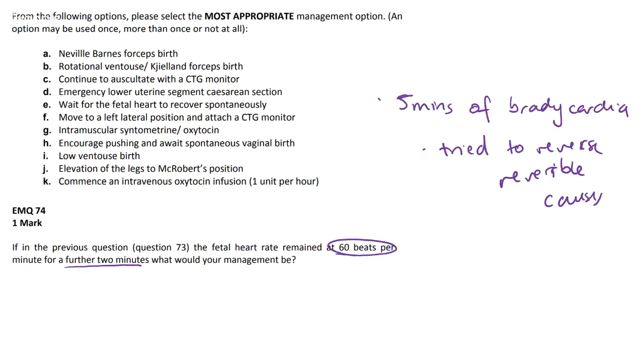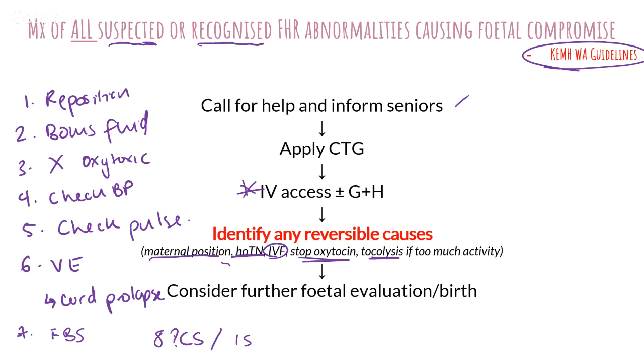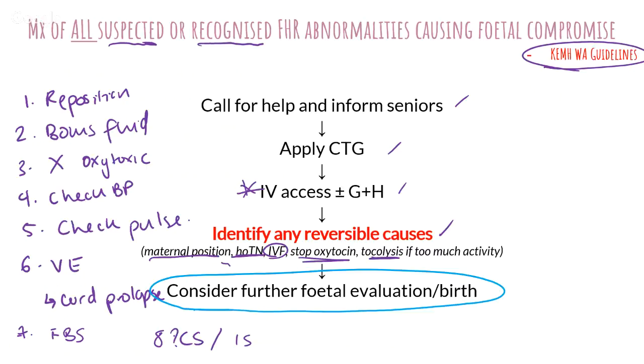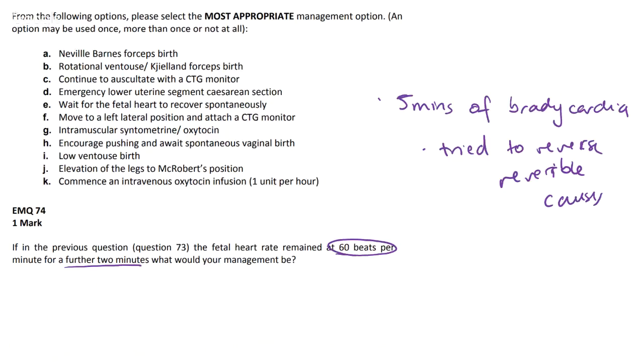So you followed all of these steps, right? You've informed your seniors, you've done the CTG, you've tried all of these. So then the next step in this pathway is consider further fetal evaluation / birth. Now, none of these options have a fetal scalp electrode, so we can rule that out. So we need to consider whether we need to give birth or not. Do you think that's a reasonable option? Yeah. How are we going to deliver the baby?